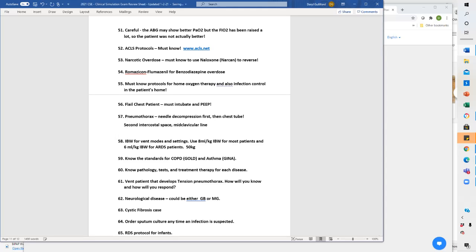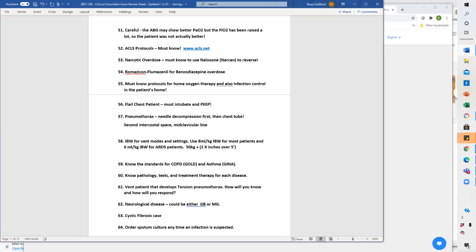It's 50 kilograms plus 2 times the inches over 5 feet in height. Here we go. 50 kilograms plus 2 times the inches over 5 feet. And for males, we're going to add another 2. Just like that. And you've got it.